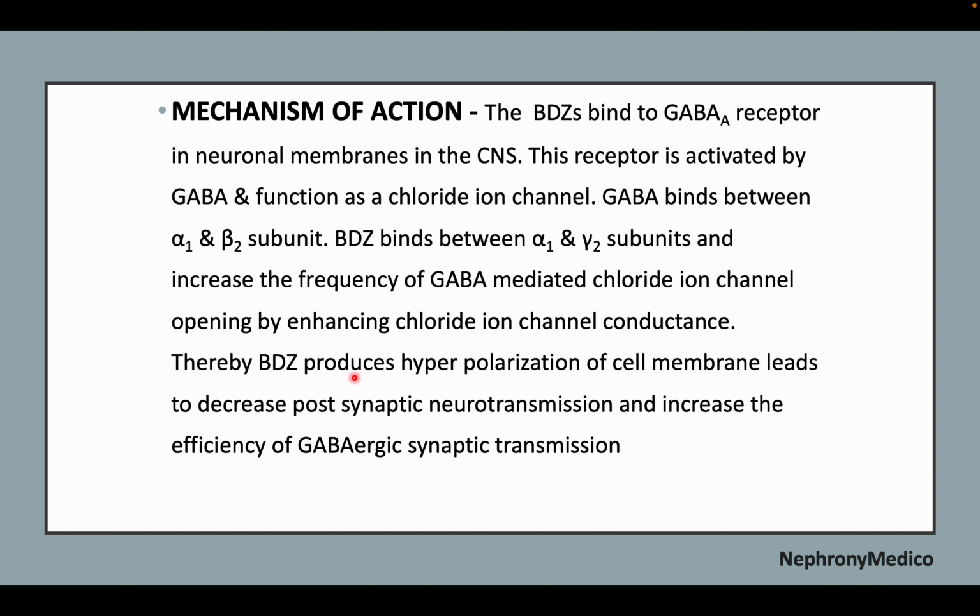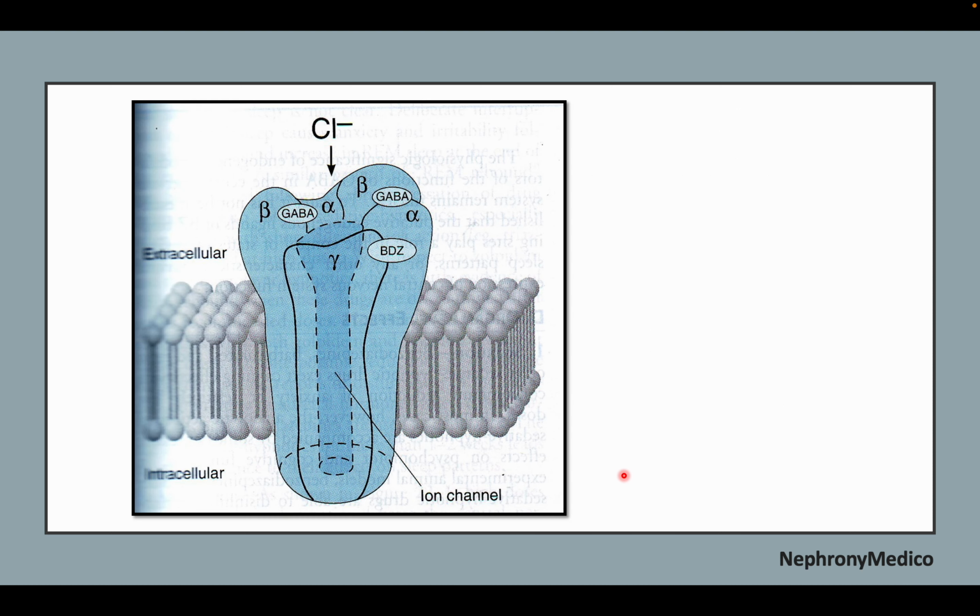Thereby, benzodiazepine produces hyperpolarization of the cell membrane and leads to a decrease in postsynaptic neurotransmission and increases the efficiency of GABAergic synaptic transmission. This is a picture showing the mechanism of action of the BDZ by acting on GABA receptors, GABA neurotransmitters. Now, pharmacological effects.